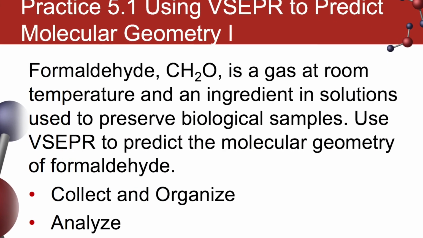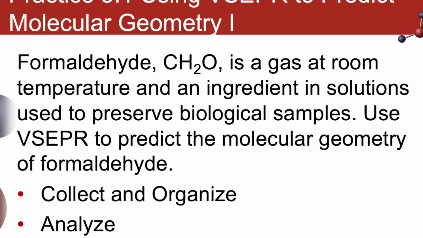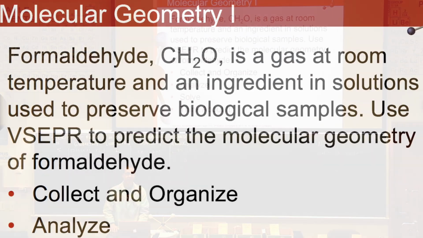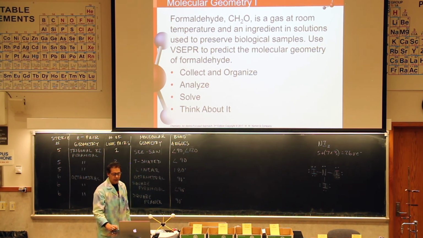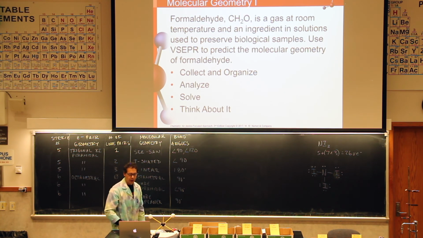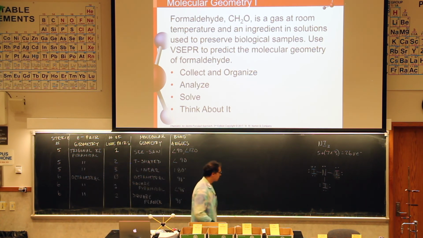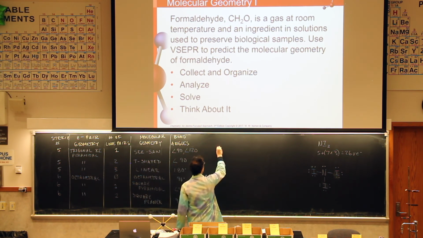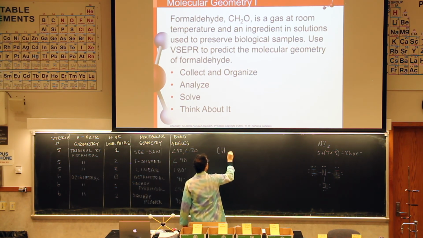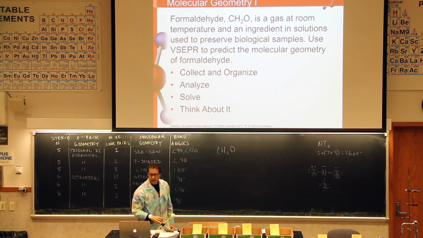Formaldehyde is that stuff that they used to stick or preserve animals in biology class back in the day. And so this has a formula of CH2O. And the question is, what's the molecular geometry going to be on formaldehyde? So CH2O. Is that what I have there?